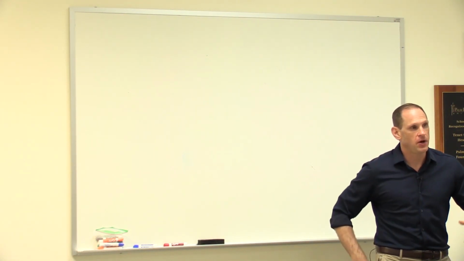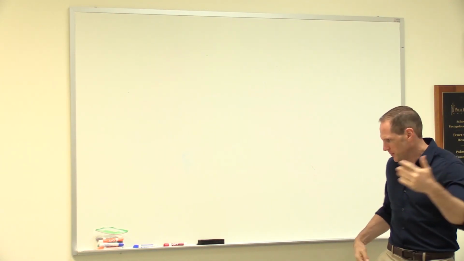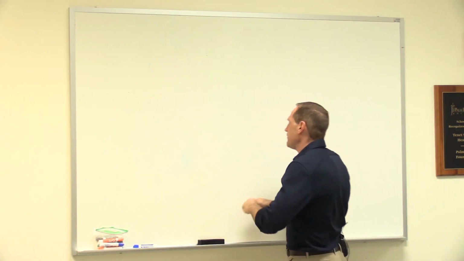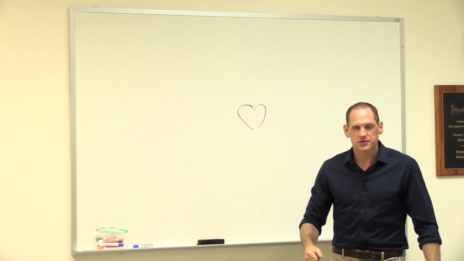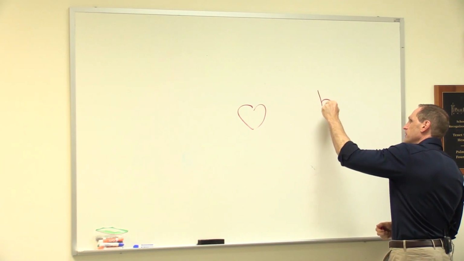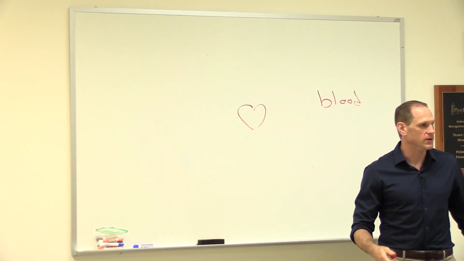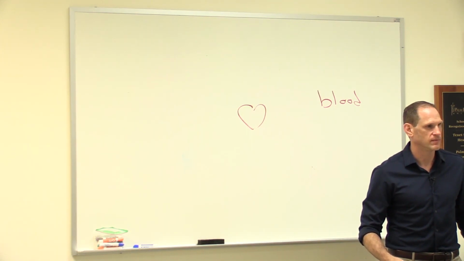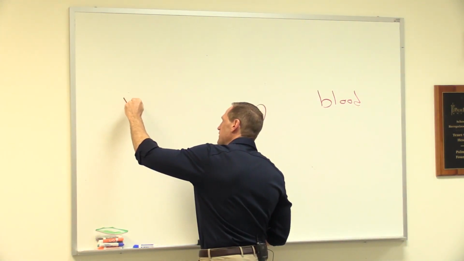Now, what is the ultimate purpose of the heart? To pump blood. So, we're going to have our heart in the middle here, and its purpose is to pump blood. So, got blood over here. Now, where does it pump that blood through? Arteries and veins. So then we have blood vessels.